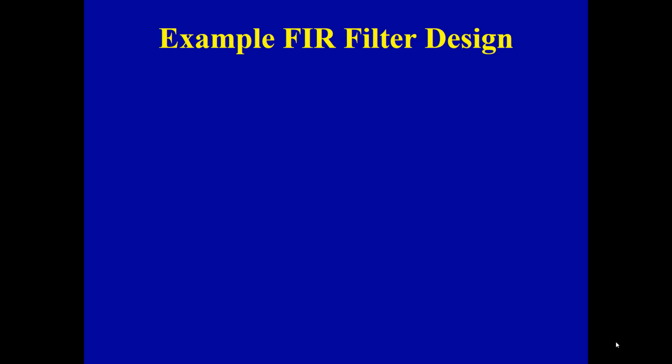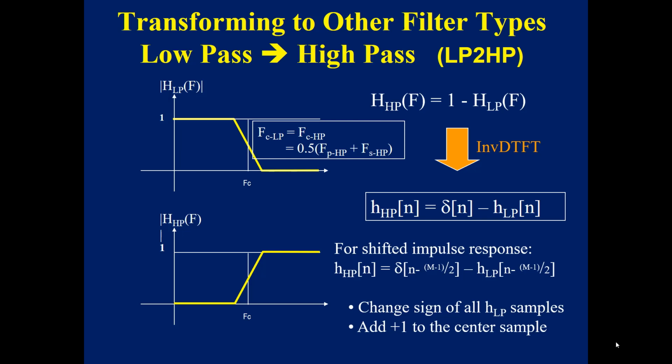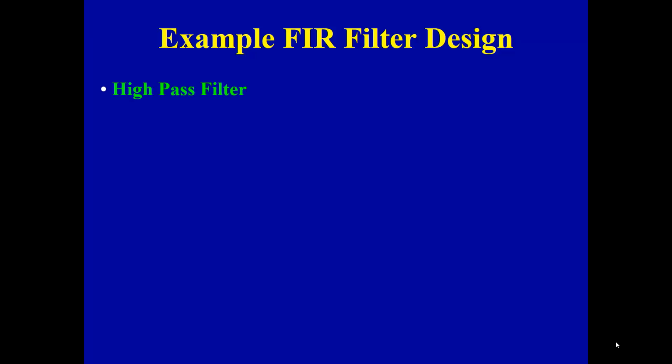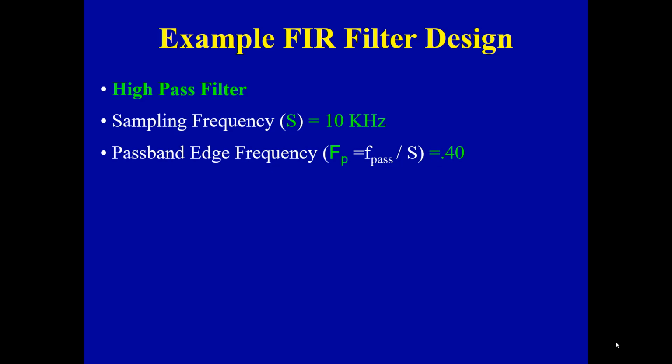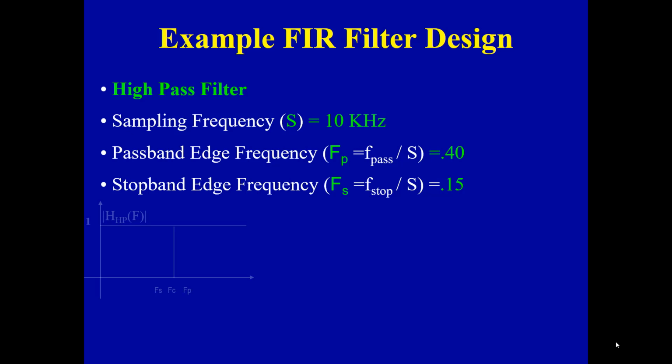So let's back up a little bit first and review the example that we did at the end of class, which was starting with a low-pass filter and converting it to a high-pass filter. And so the specifications we were given were that we wanted a high-pass filter, and it was going to operate at a sampling frequency of 10 kilohertz. The passband edge for the high-pass filter was supposed to be at 0.4 cycles per sample. That's the beginning of the passband at high frequencies. And the edge of the low frequency stop band was at 0.15 cycles per sample.